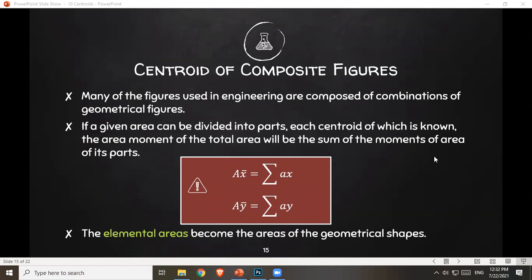Now so this looks like our previous equation, right? However, now these A's are the elemental area, are the geometrical shapes. So before they are the elemental areas, right? Your divided segments. So now they are the areas of your geometrical shapes, ones that we are familiar with.